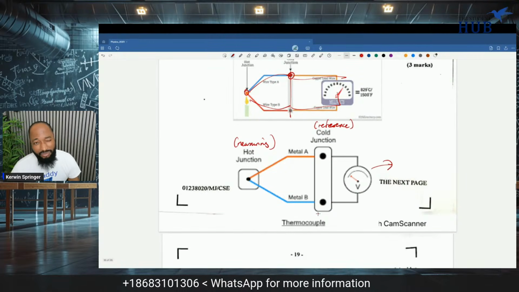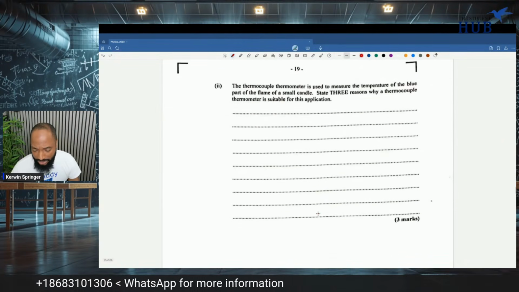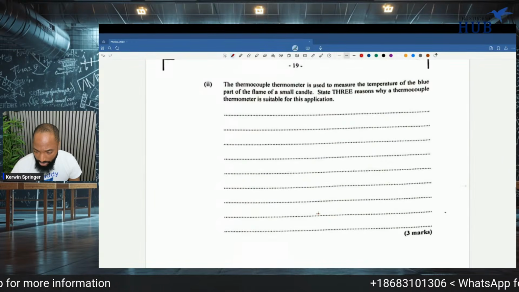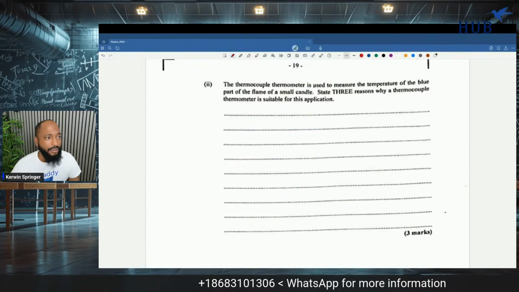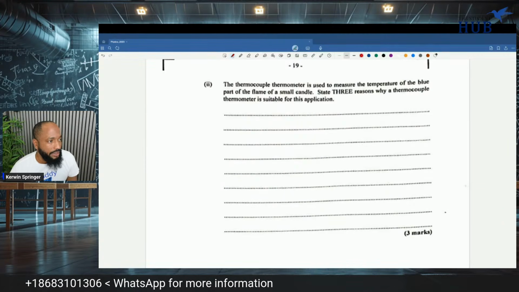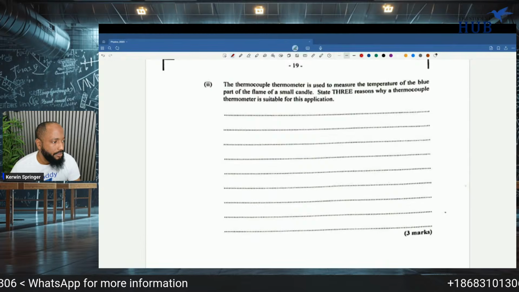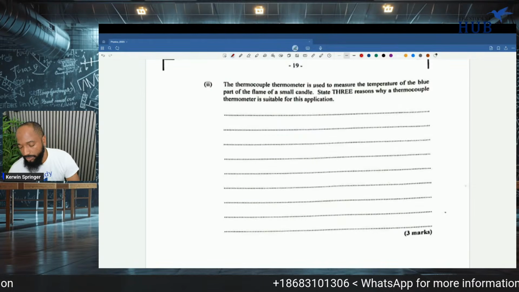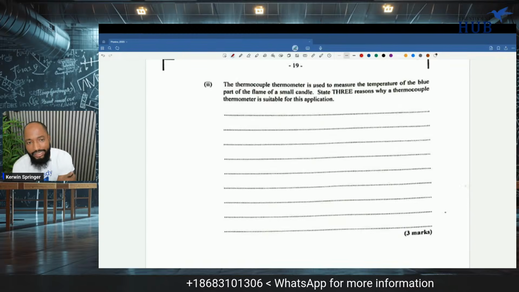Cool. So this one's simple to draw, to read. And they've been really loving thermocouples these last few years. The thermocouple is used to measure the temperature of the blue part of the flame. Why is a thermocouple better here? Why do y'all think the thermocouple is better?